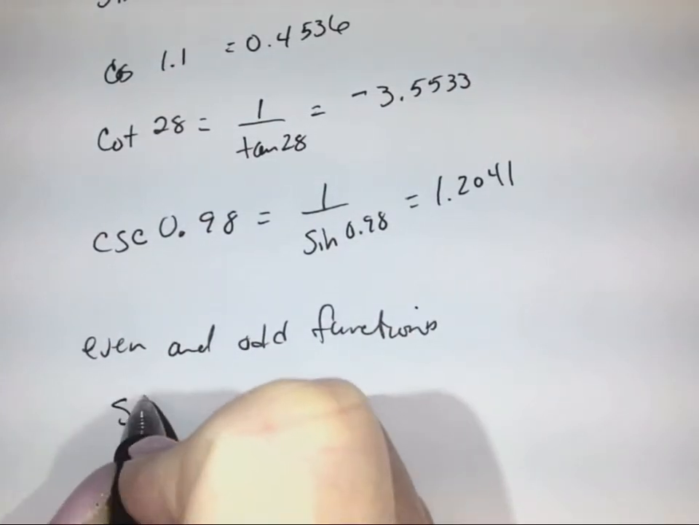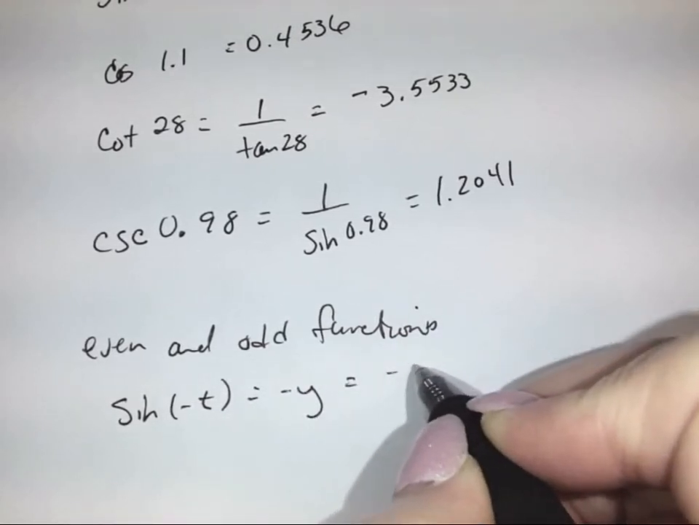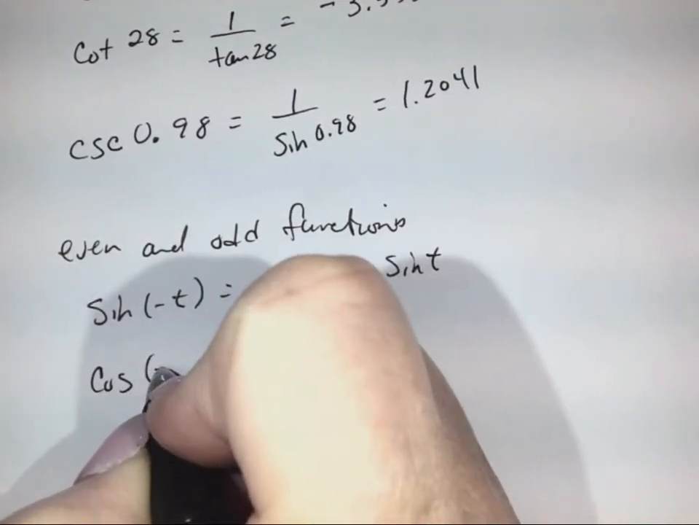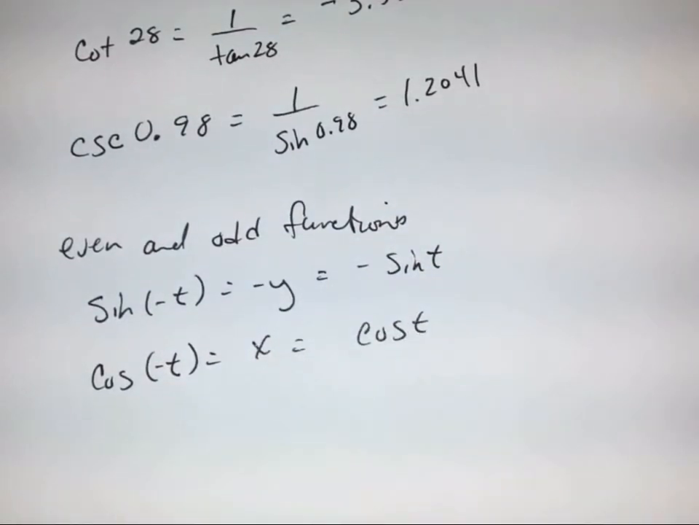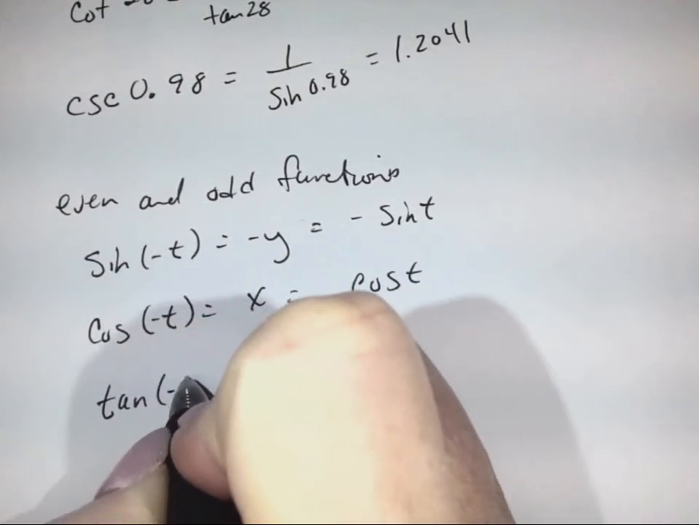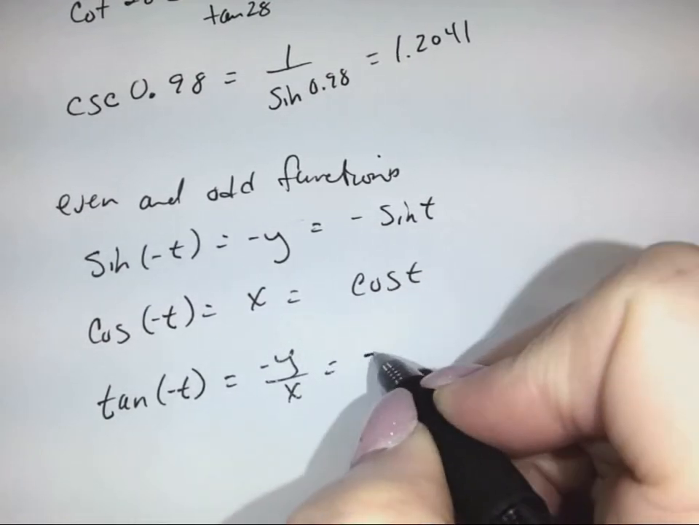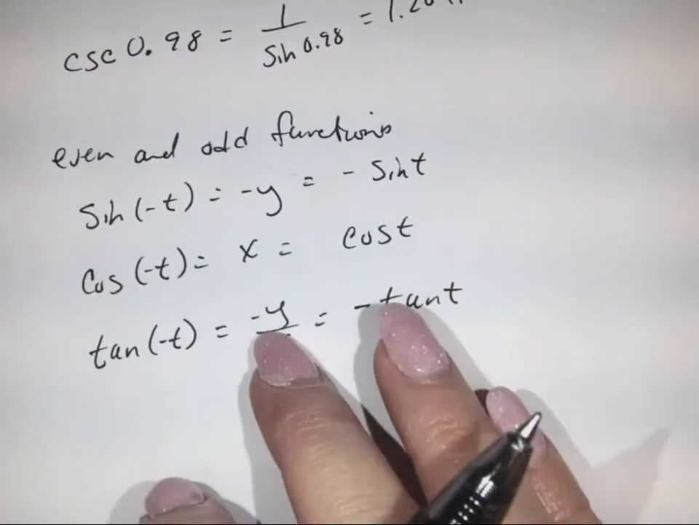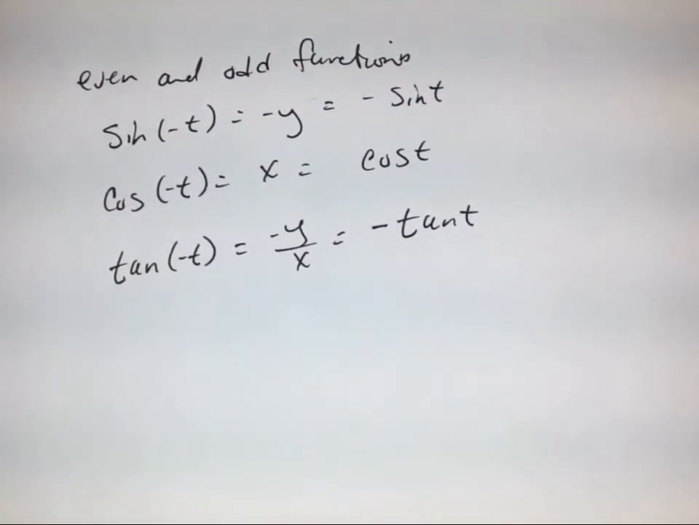if we have that sine of negative t, it would be equal to negative y, which is the negative of sine of t. But cosine of negative t is just equal to x, which is your cosine. I'm writing this out so you can see the x and y, so you're still making some connections. The tangent of negative t is negative y over x. So it'll still be the negative of tangent t because you have a y in there, but the x won't keep the sign.